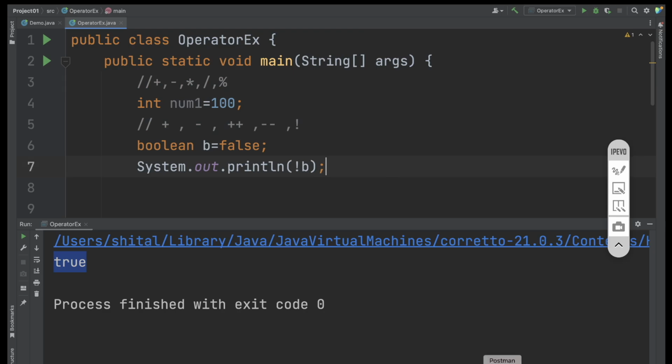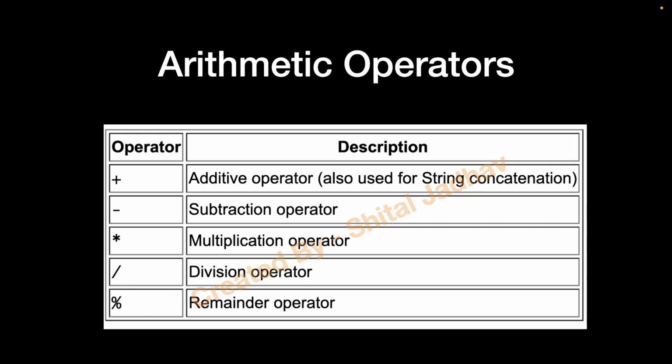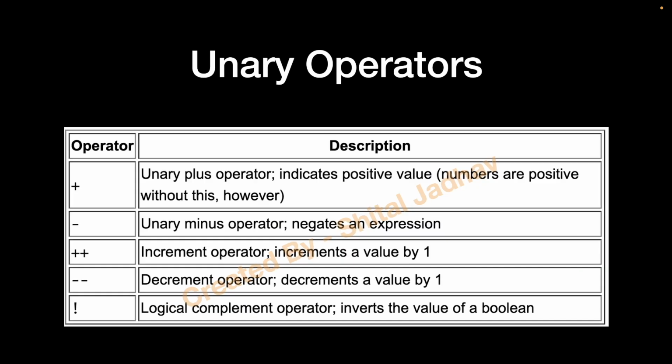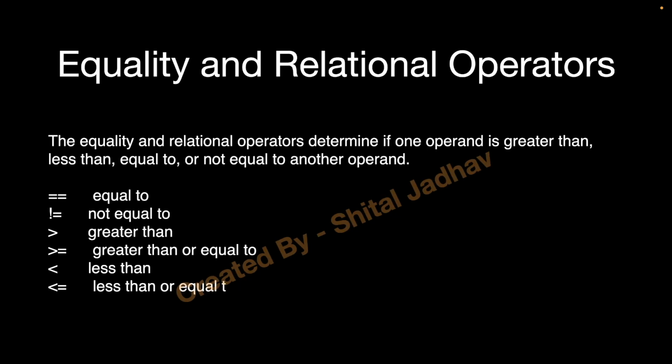Now let's go to the slides. By now you understood the arithmetic operators and unary operators. Now the other operators are equality and relational operators, right? They check for equality. For example, equals to will check the equality. Not equals to will check if the numbers, or anything, are not equal, right? Then greater than or equals to, less than or equals to. So these are the equality operators.